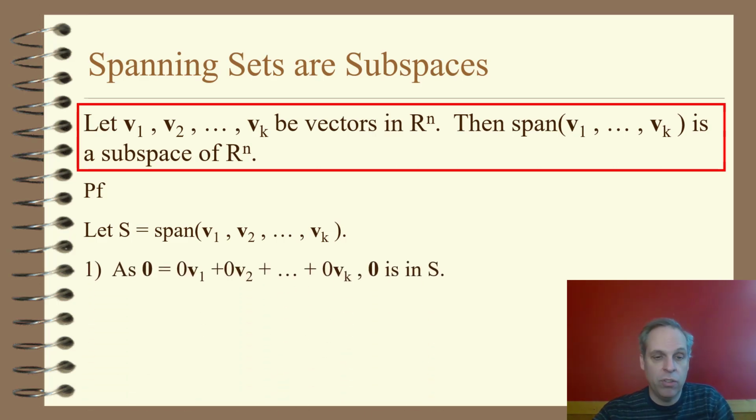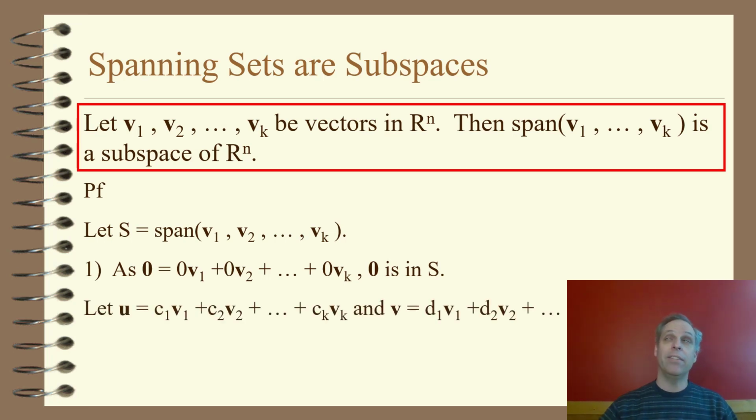Now, if you take a linear combination of these vectors where all the scalars are zero, that vector is in S by definition, right? Because it's the set of all linear combinations of those vectors. But that linear combination equals the zero vector. So the zero vector is in the set automatically. The next is a little more complicated, but it's not that bad.